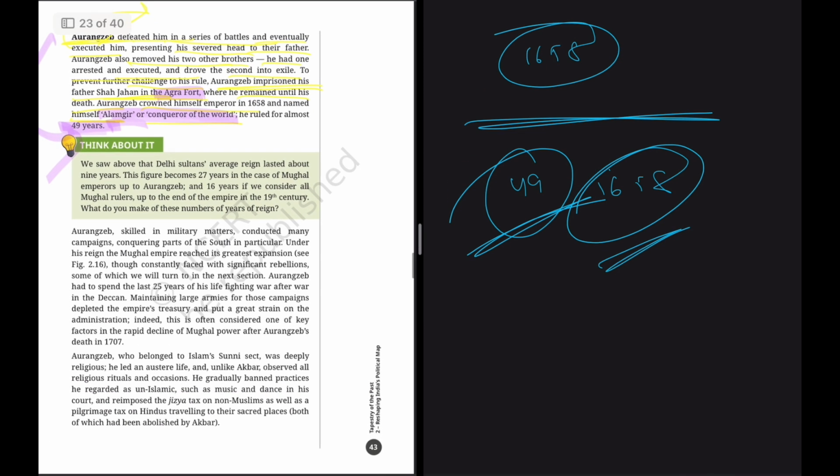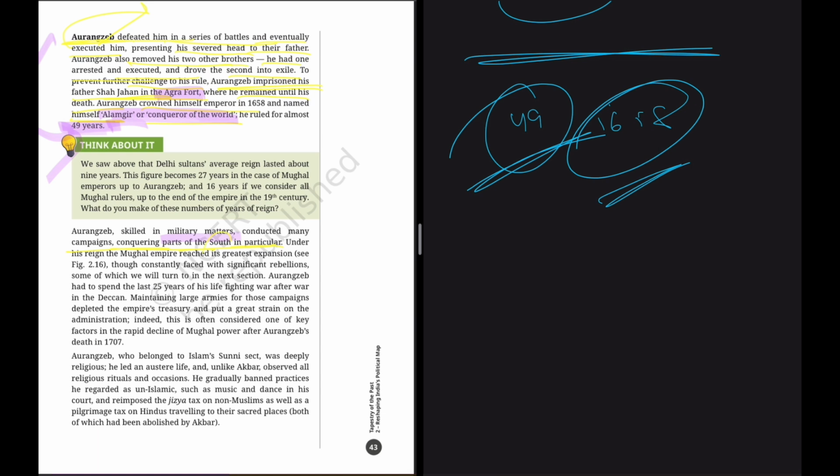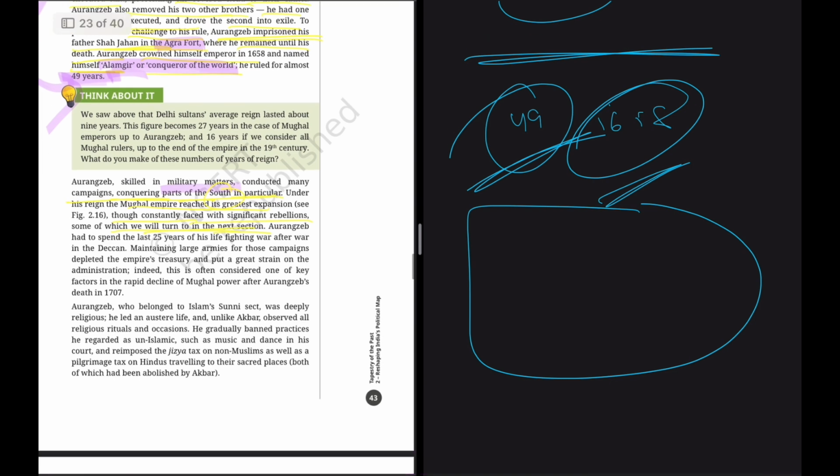And Aurangzeb was skilled in military matters and conducted many campaigns, conquering parts of the south in particular. So he mainly focused on the south. And under his rule, the Mughal Empire reached its greatest expansion. So under the rule of Aurangzeb, the Mughal Empire was very vast, though it constantly faced significant rebellions, some of which we will turn to in the next section. So we will be studying some significant rebellions in the next section.